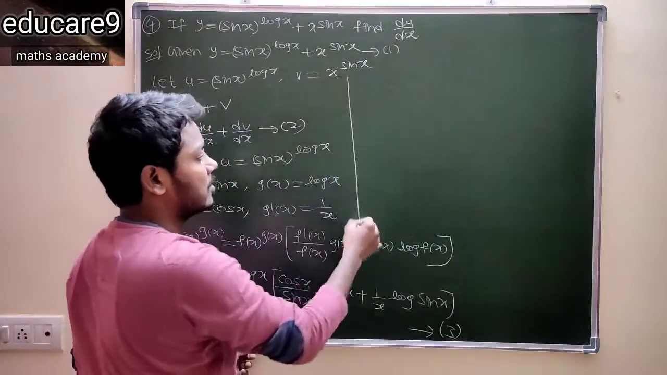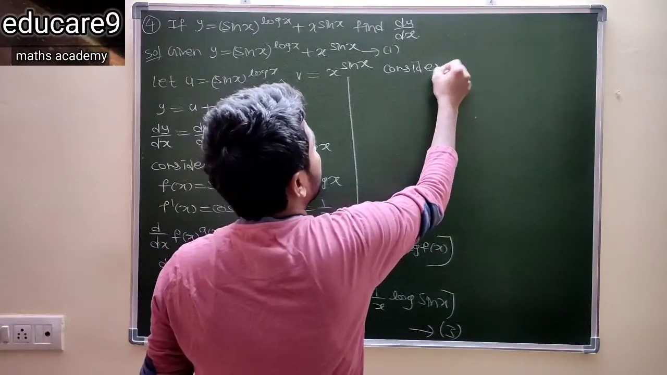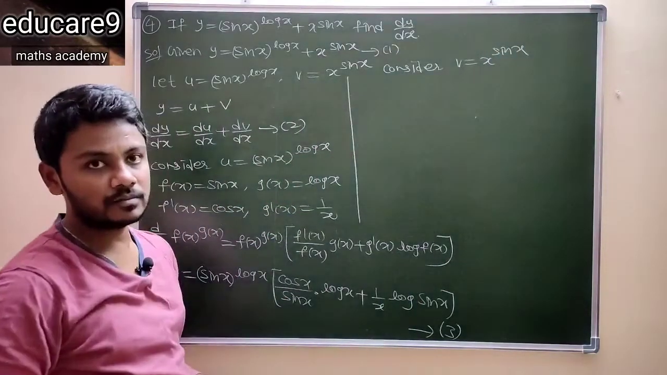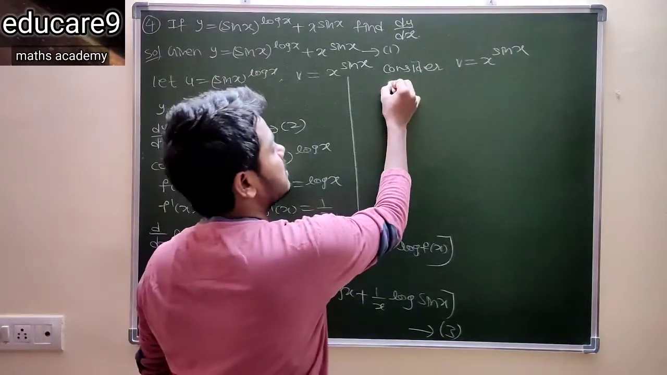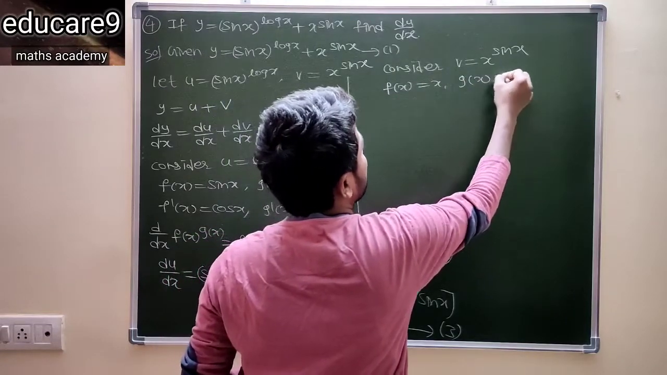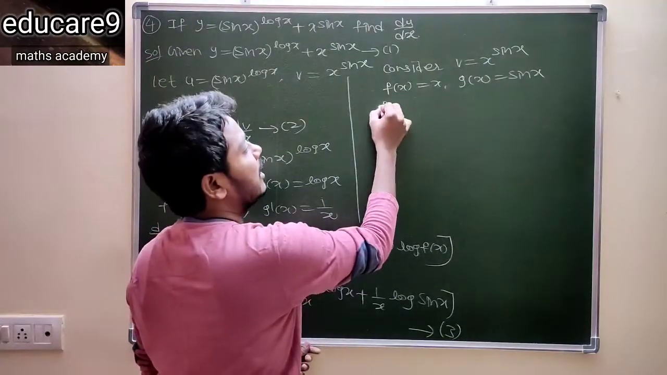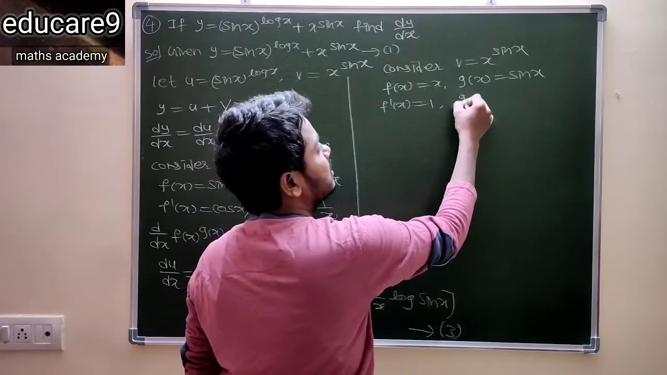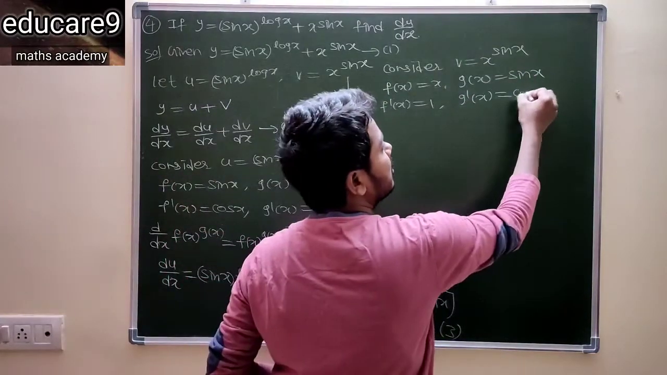So this is equation 3. Okay. Now consider v. V is equal to what? X power sin x. It is also in the form of f of x whole power g of x. So f of x is equal to what? X, and g of x is equal to what? Sin x. Find derivatives. F dash of x, derivative of x is 1. G dash of x, derivative of sin x is cos x.